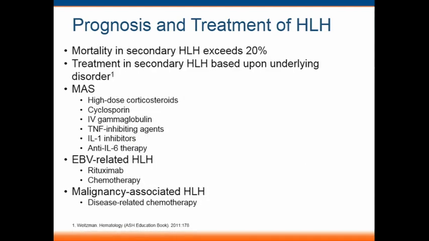With respect to the more sporadic disorders, for the macrophage activation syndrome, it's immunosuppression with high-dose corticosteroids, cyclosporin, IV gamma globulin, and then all those anti-rheumatological antibodies that you see advertised on TV. All those can potentially have activity in the treatment of this disease. For those with EBV-related disease, rituximab and correct chemotherapy. And finally, for those with malignancy-associated HLH, disease-related chemotherapy. These are typically lymphomas, so we're talking about patients with lymphoma-specific combination therapy. And with this, the mortality is about 20%.